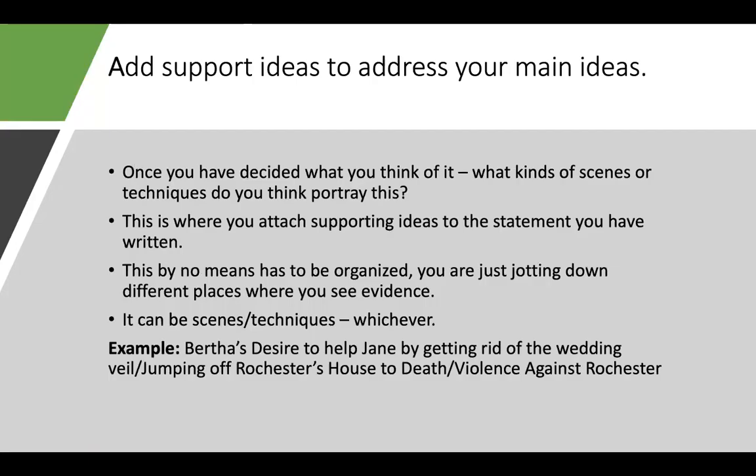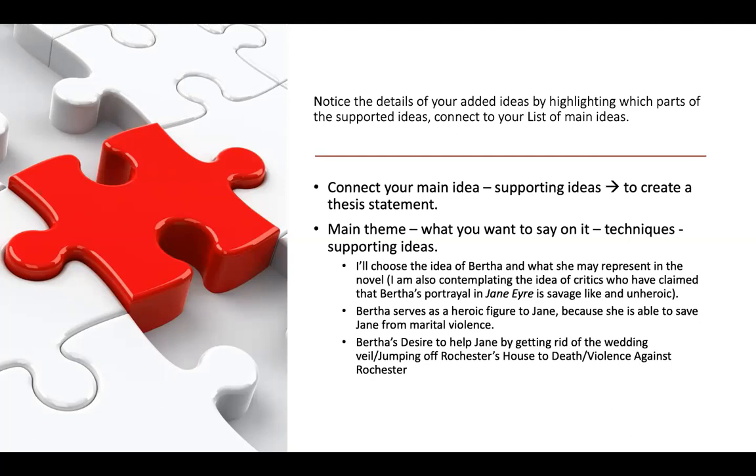Having all these examples put together, I'm going to show you what I wrote for my thesis statement. First of all, I'm choosing the idea of Bertha and what she may represent in the novel. I thought Bertha serves as a heroic figure to Jane because she's able to save Jane from marital violence. Then I've had these different examples: Bertha's desire to help Jane by getting rid of the wedding veil, jumping off Rochester's house to death, and violence against Rochester.